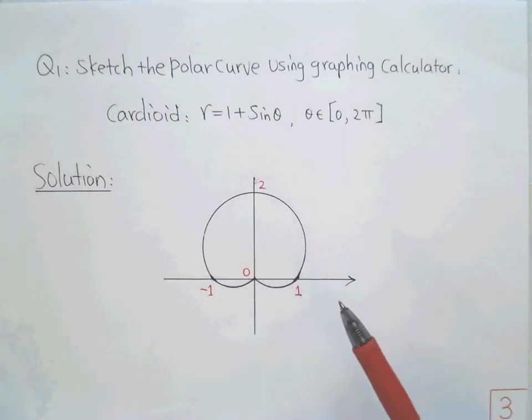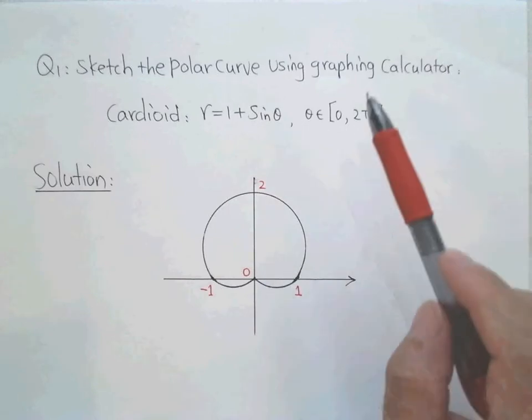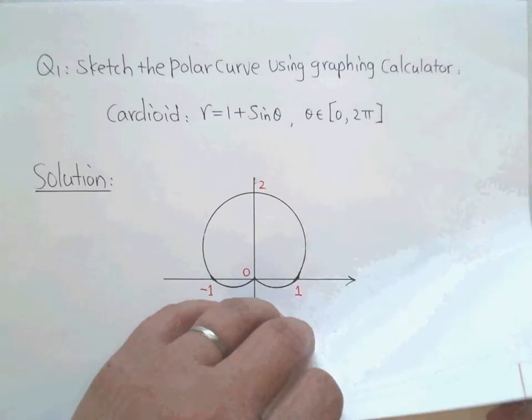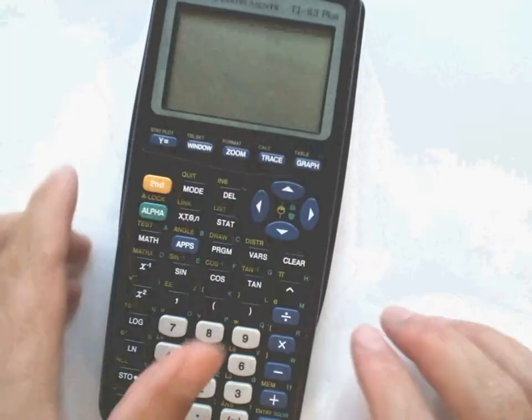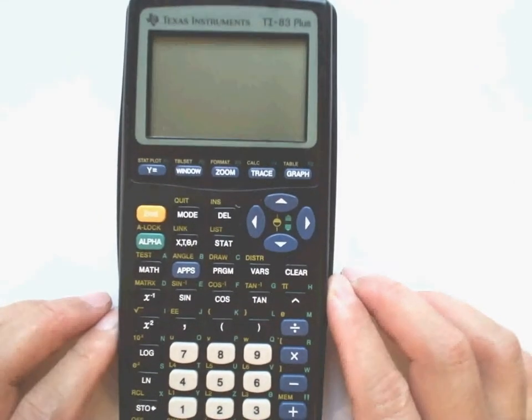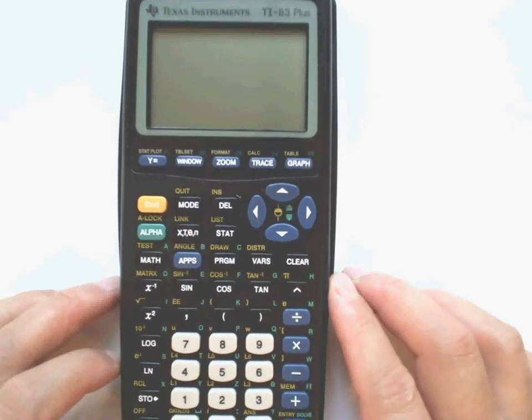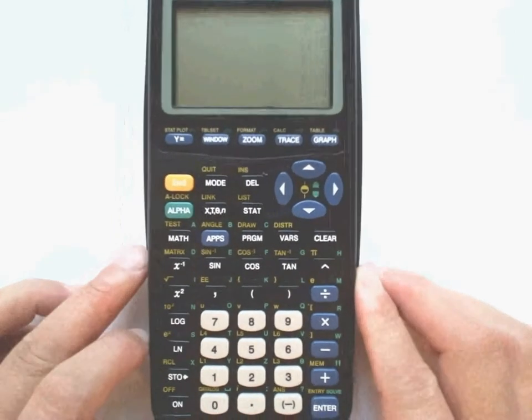And for us, how do you use the graphing calculator to get this graph? We're going to use my calculator to get the graph for you. Be patient, I'm going to set up my calculator. So here is my calculator. I use the Texas Instruments 83. If you use the 84, it's very similar.